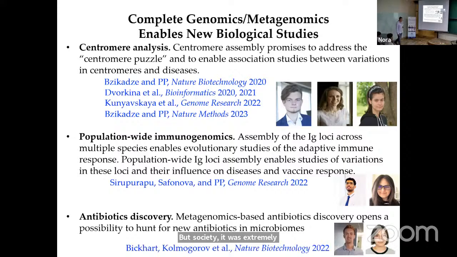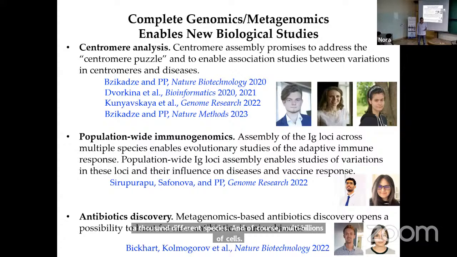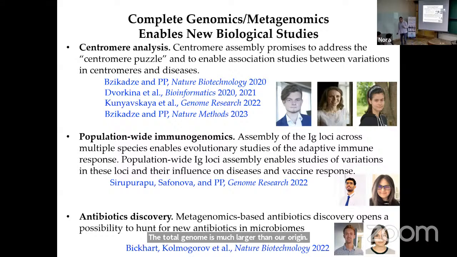And another area, this time in the area of complete metagenomics, is studying the microbiome. We have a microbiome that consists of over 1,000 different species, and of course, multi-billions of cells living inside us. Their total genome is much larger than our genome. And complete genomics, its branch, complete metagenomics, enables us to read entire bacterial genomes inside the human microbiome.